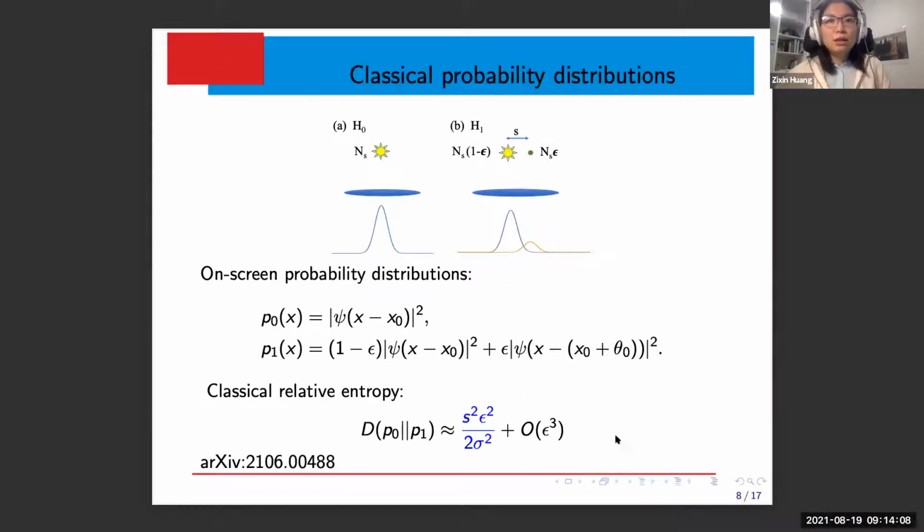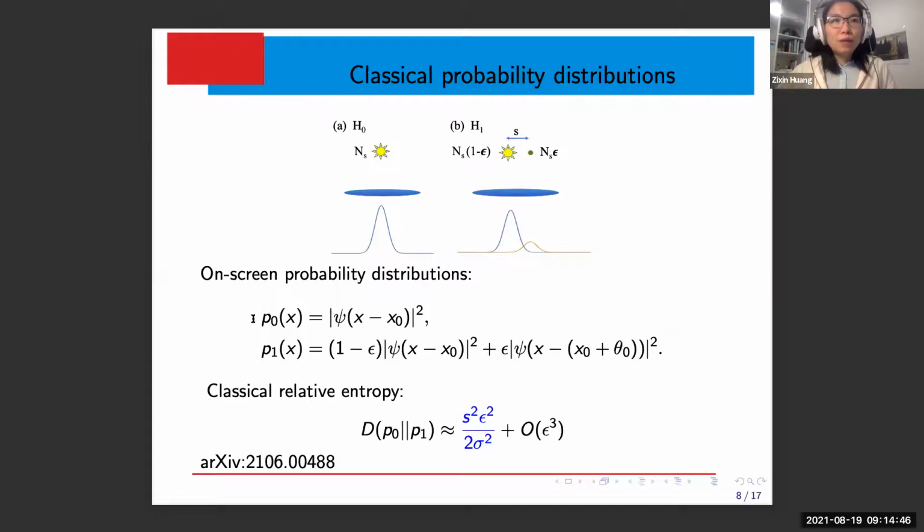Right. So let's first consider the case where at most a single photon arrives on the image screen, because that's much more intuitive. So now we can calculate their on-screen probability distributions as a function of x, which is position on the screen. Here we're going to approximate the point spread function as Gaussians. Of course, in reality, you might want to model these as Airy functions, but the Gaussian approximation works pretty well most of the time.